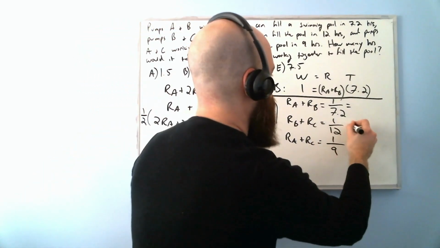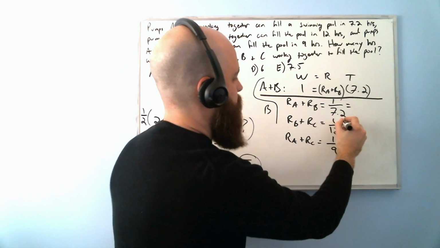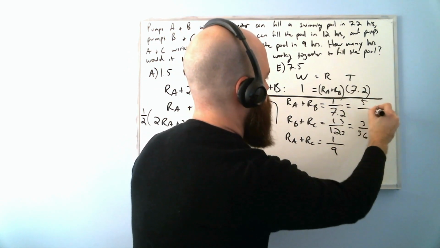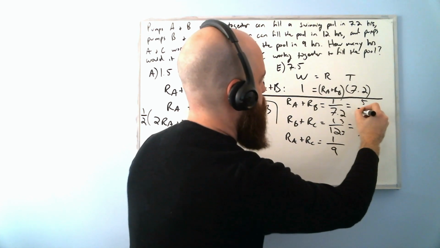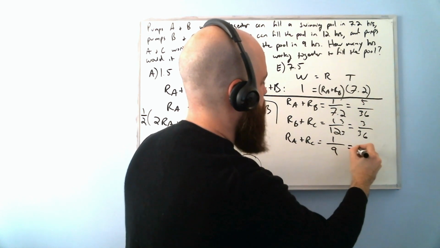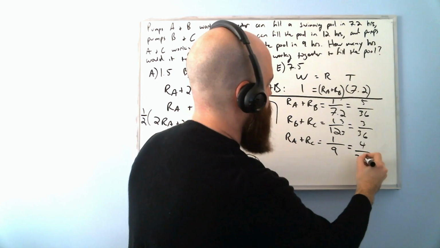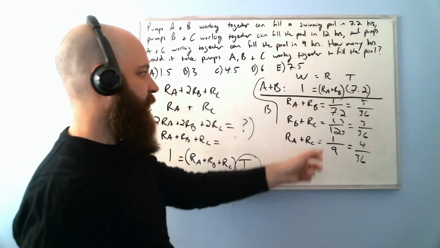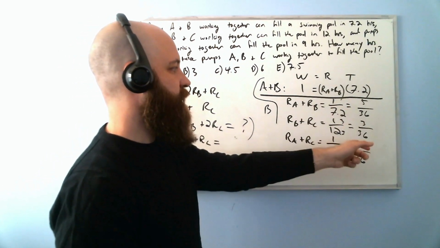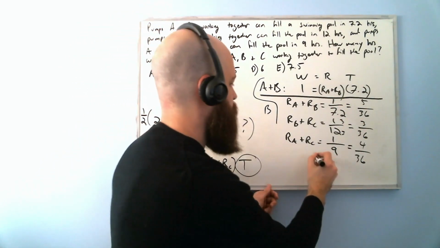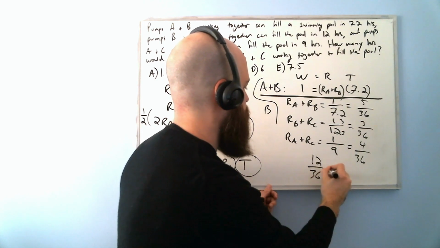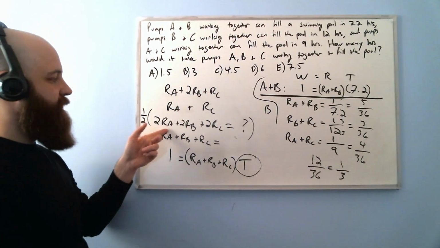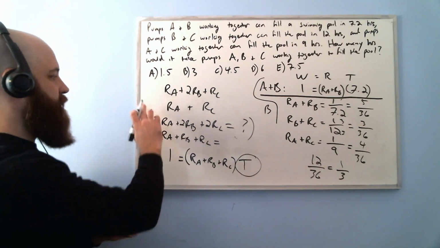All right, so 1 over 12, I'd multiply by 3 over 3. I get 3 over 36. 1 over 7.2, I'd multiply by 5 over 5. I get 5 over 36. This I'd multiply by 4 over 4, get 4 over 36. Okay, if I add all those up, I get 5 plus 3 plus 4, so that's 12 over 36, or 1 over 3. Okay, so remember, that's to get 2a plus 2b plus 2c, right?